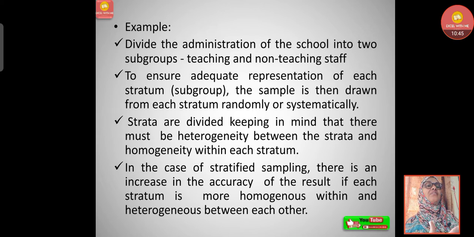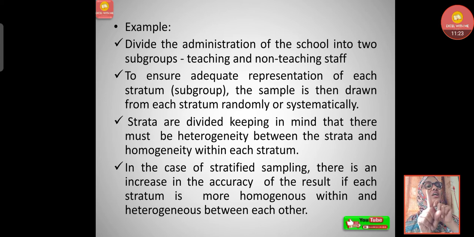Then strata are divided keeping in mind that there must be heterogeneity between the strata and homogeneity within the stratum, that is heterogeneity between the subgroups, that is teaching and non-teaching, but among the group of teachers it should be homogeneity, and among the teaching staff that is homogeneity, then only it will be perfect. In the case of stratified sampling, there is an increase in the accuracy of the result if each stratum is more homogeneous within and heterogeneous between each other, that is teachers, teaching staff.